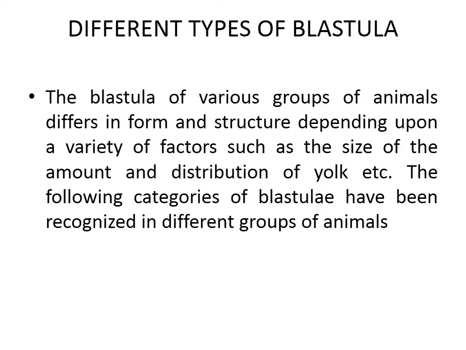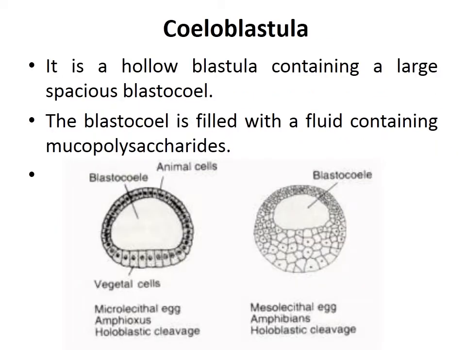And there are different types of blastula. The blastomeres, as I told you, are formed based on the amount and distribution of yolk. So blastula is also of different types based on the amount and distribution of yolk. The blastula of various groups of animals differs in form and structure depending upon a variety of factors such as the amount and distribution of yolk, etc. The following categories of blastula have been recognized in different groups of animals.